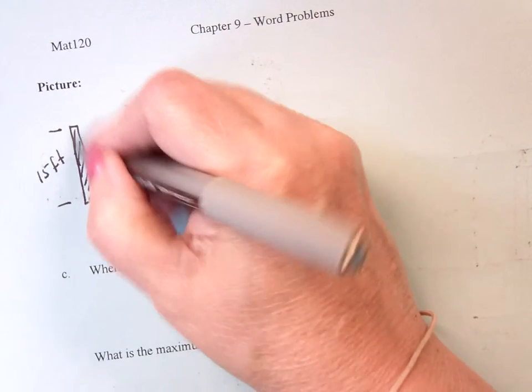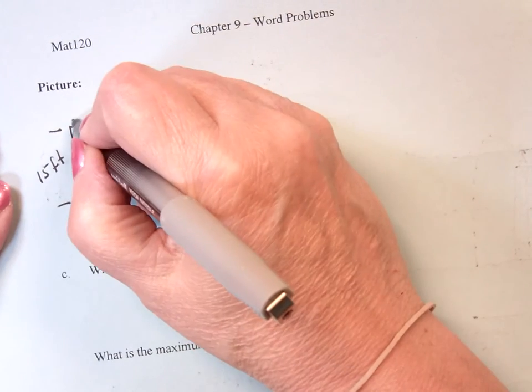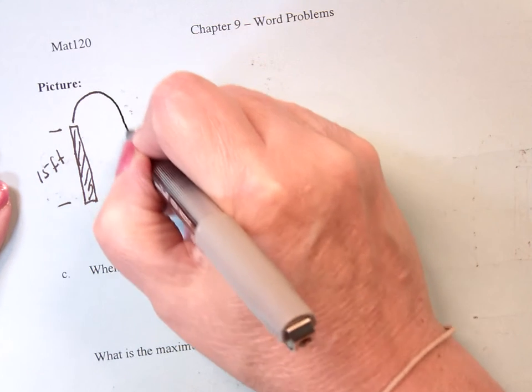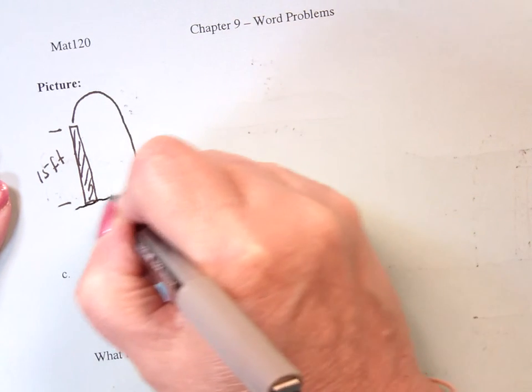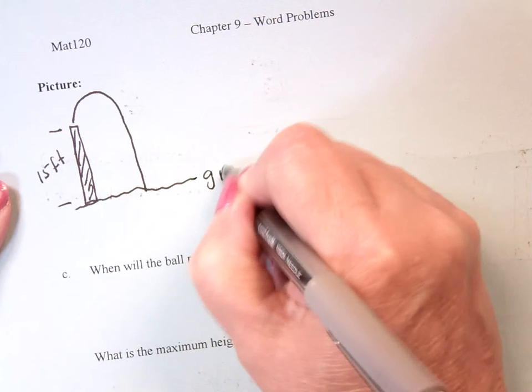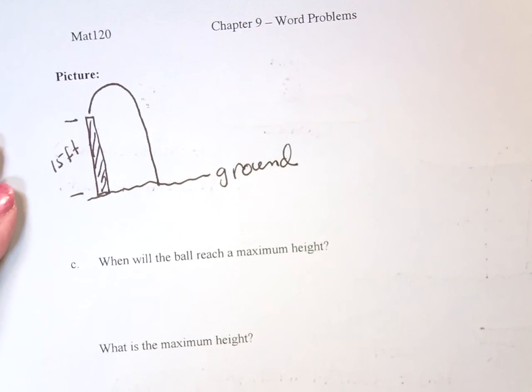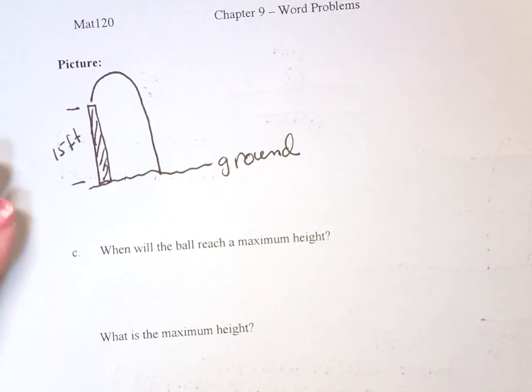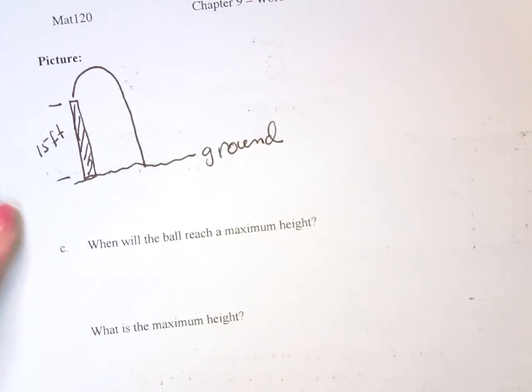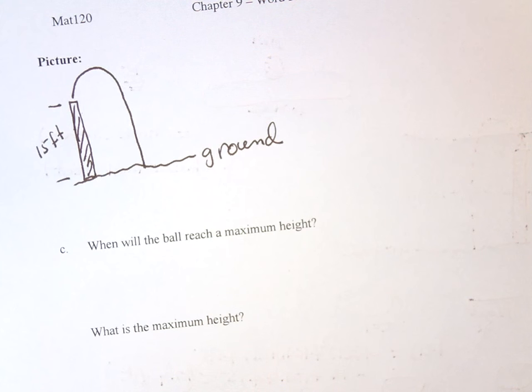So the height of this is 15 feet. Then the ball is thrown up into the air, and then comes back down and hits the ground. Now the first set of questions came from 9.2 and 9.3. The second set of questions are going to come from 9.5.